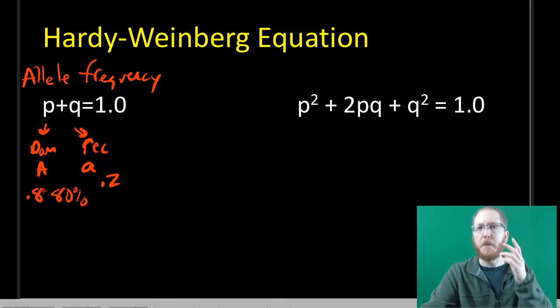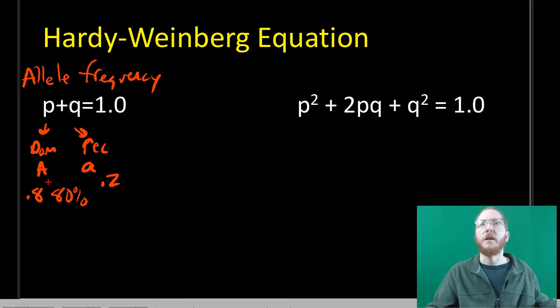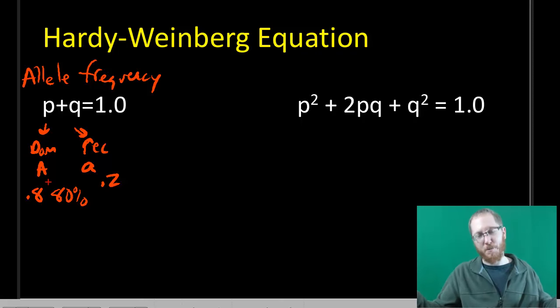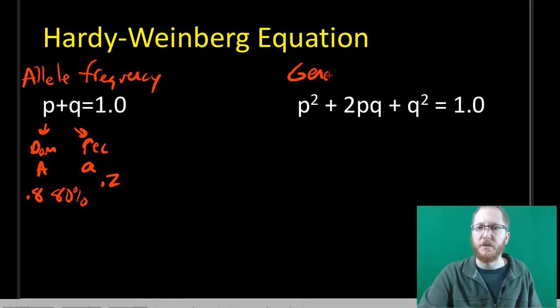And always remember to use the decimal version. In your mind, you can think 0.6 is 60%. But for the math, it's going to be 0.6, which means the other one must be 0.4. That way it adds up to 1. If you convert this to percent, that's 100%. Now, over here, we have not allele frequencies, we have genotype frequencies.